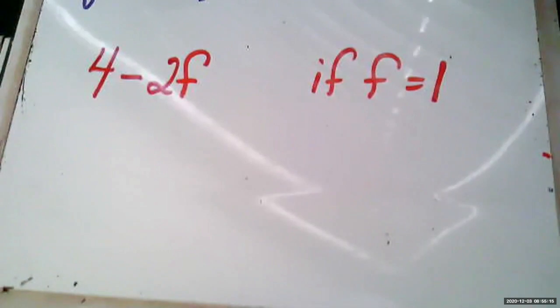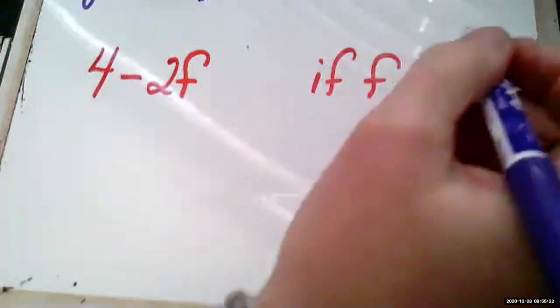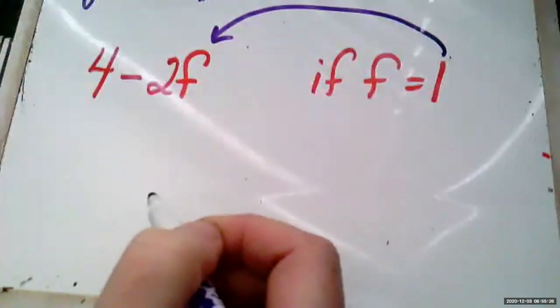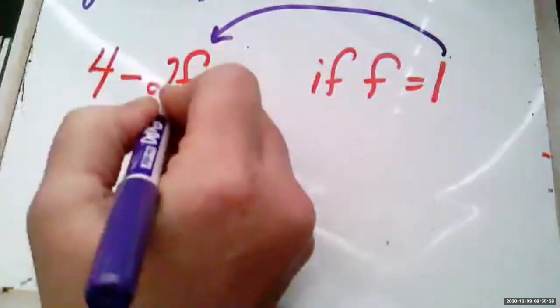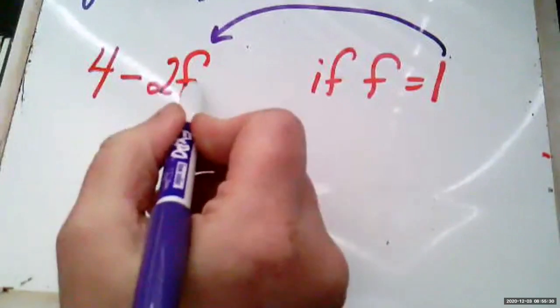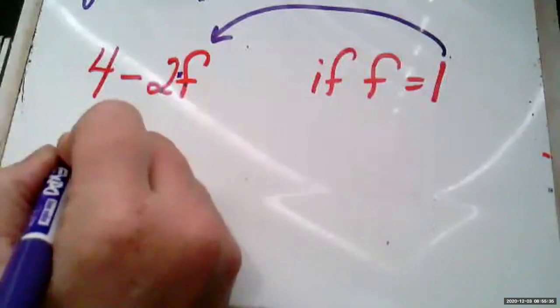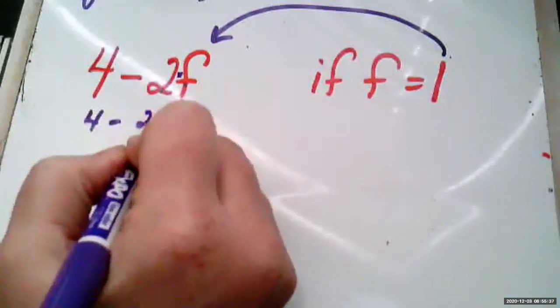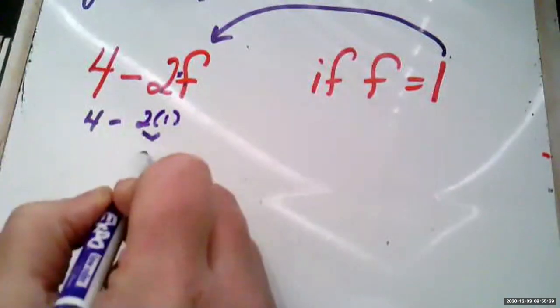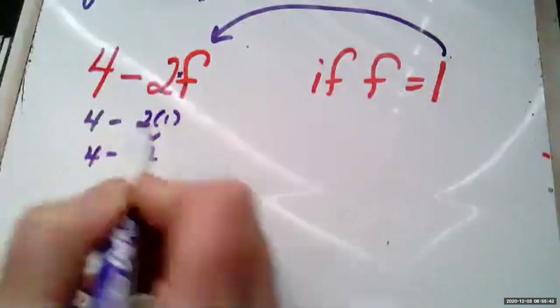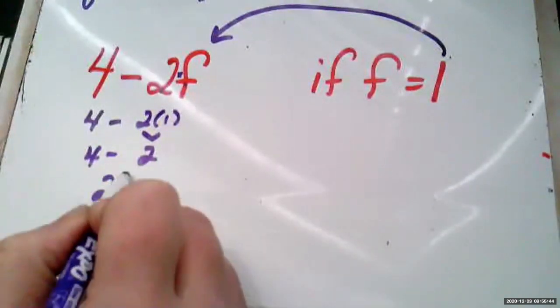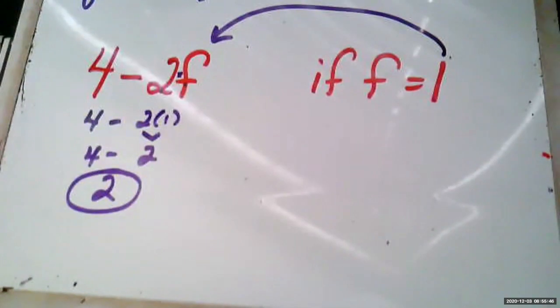Yes, there you go. Good job. If F equals 1, you're replacing the F with a 1, and don't forget, 2F means 2 times F, or 2 times 1. If you have 4 minus 2 times 1, you have to do your multiplication first, and then you can take 4 minus 2, which is 2. Everyone else that typed in the answers got it right.